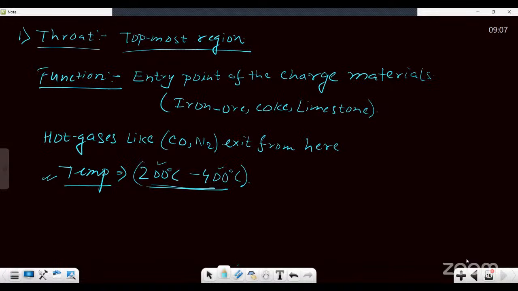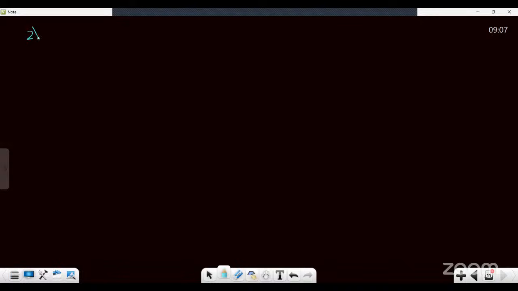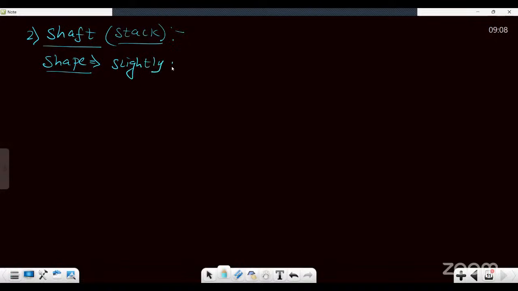Now this was about the throat. Now we should focus on the shaft. This shaft is sometimes also called the stack. Now, how is the shape? Let us understand the shape first. It is slightly widening downward, or tapered.